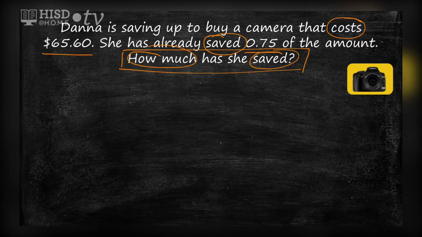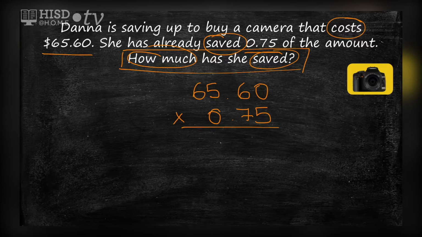So in order for us to solve this problem, the only operation that we have to do is multiplication. So I'm going to put the total cost, which is $65.60, and I'm going to multiply it times 0.75.